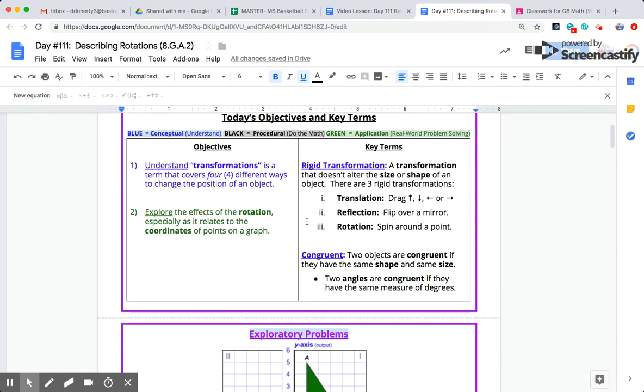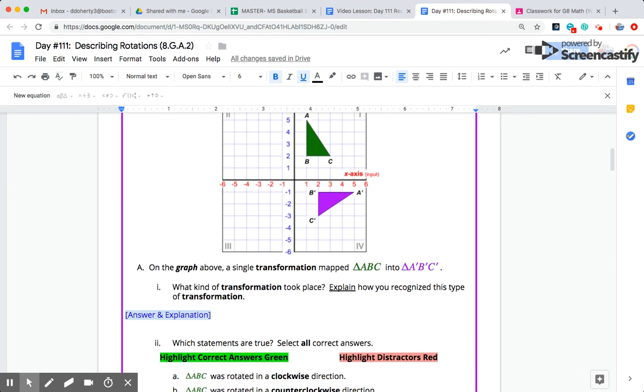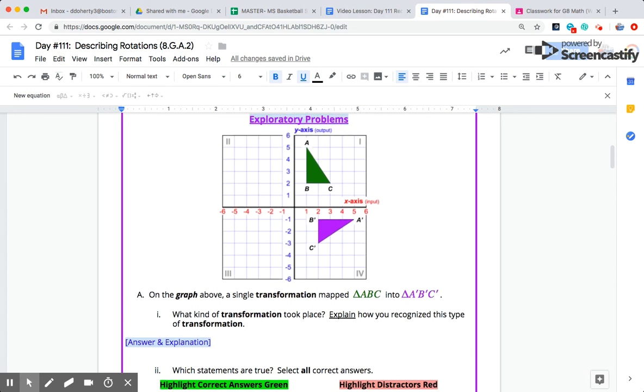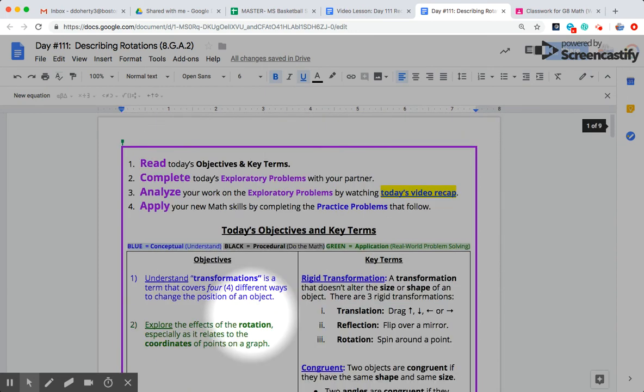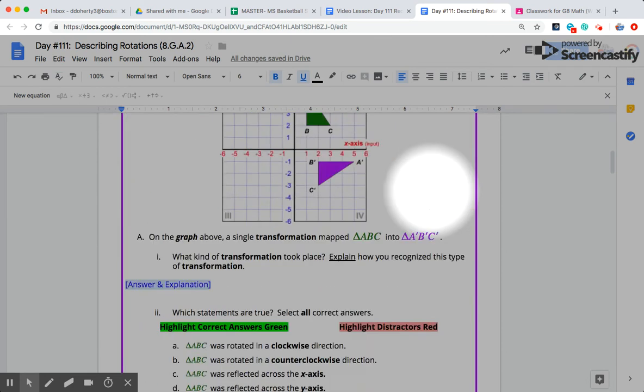So for your first problem today, part A showed you a graph where we have a green triangle, triangle ABC, and they tell us some transformation turned ABC, the green triangle, into A'B'C', the purple triangle here. Part 1 asked you what kind of transformation took place and to explain how you recognize this type of transformation. By now, you and your neighbor should have worked through these problems and should now be on part 3, analyzing my work, so I'm going to go pretty quickly as we explain each part that you hopefully did on your own already.